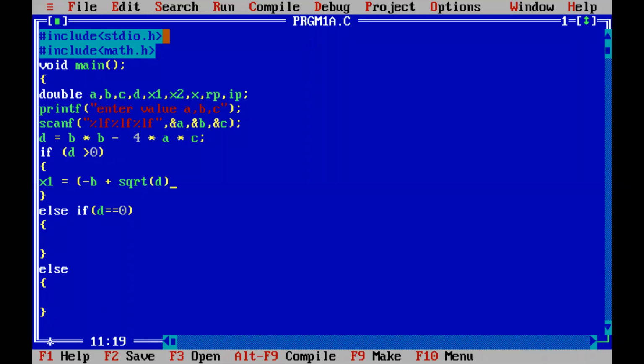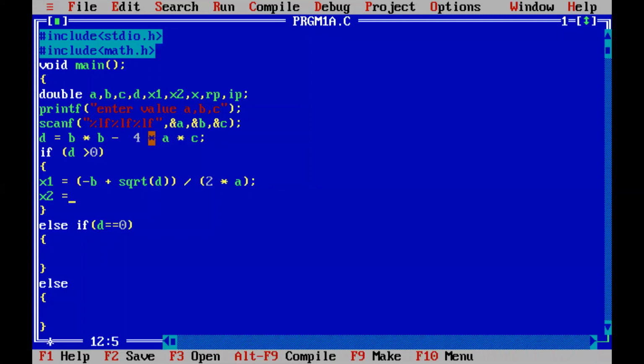After that, we take the square root of b square minus 4ac, that is the square root of d, the discriminant we already calculated, right? Then we divide by 2a. That means we have to multiply 2 into a. Give one space after this. Okay, then x2 equal to, again the same equation, right? Minus b, instead of plus it should be minus, then sqrt.